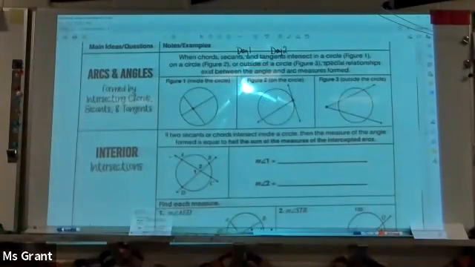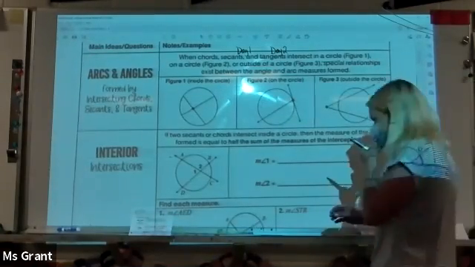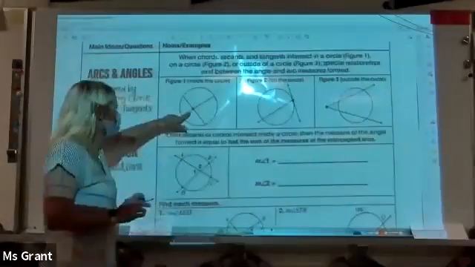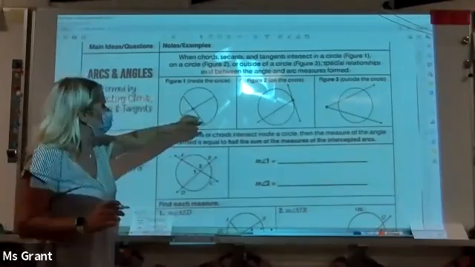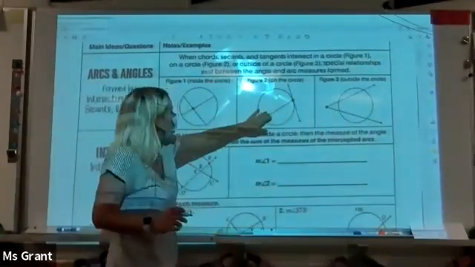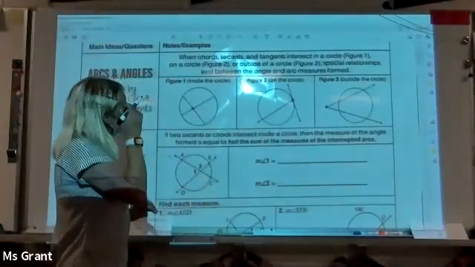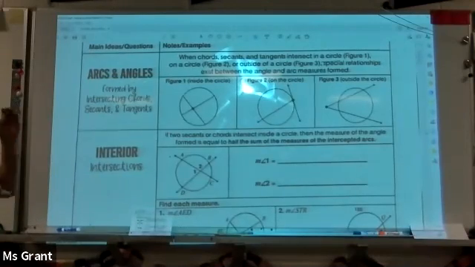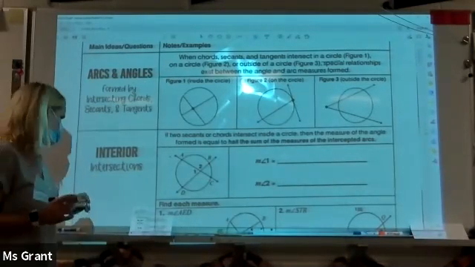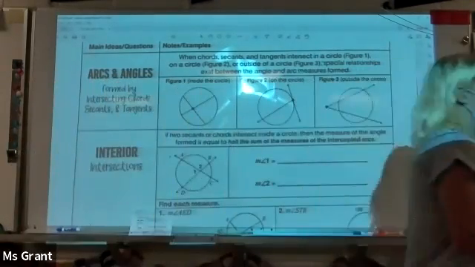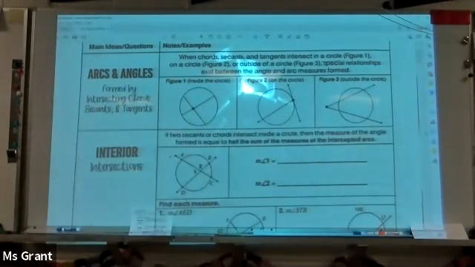Here we go. When chords, secants, and tangents intersect in a circle, inside the circle, or outside the circle, or on a circle, then special relationships exist between the angles and the arc measures. So here's the rules, and I'll write them down at the top of the paper.